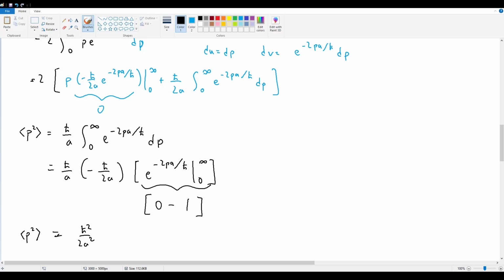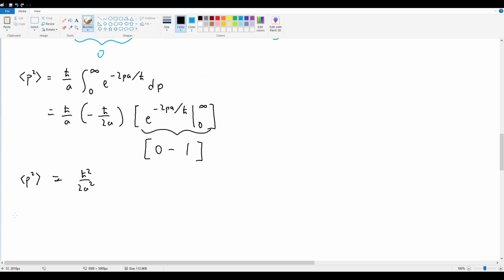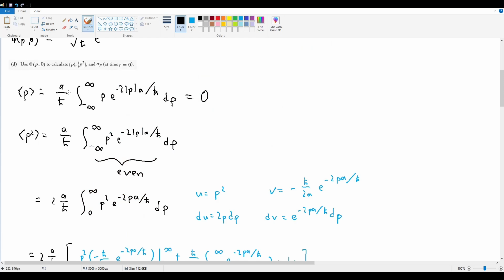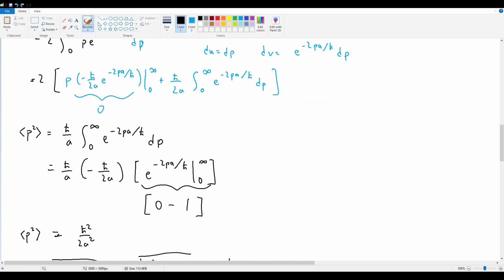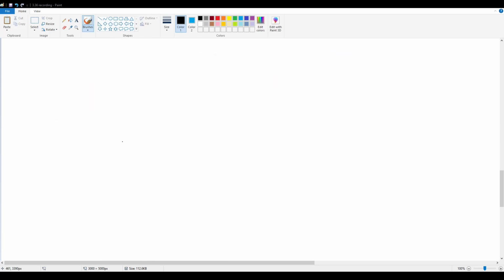Okay. Now, let's actually find the uncertainty in p, which is going to equal the square root of expectation p squared minus expectation p itself squared. This is the square root of h bar squared over 2a squared minus 0, as we found earlier, in which case this is equal to h bar over a root 2. Okay, and for the final part, part E, we're just being asked to verify the Heisenberg uncertainty principle.